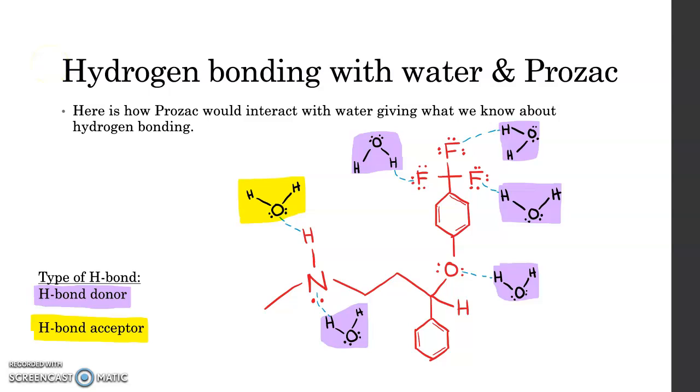So why did I talk about hydrogen bonding? I talked about hydrogen bonding to see the way that water would react with Prozac and to see if there would be any hydrogen bonding between the two. And as we can see, there is hydrogen bonding with Prozac since it does have fluorine, oxygen, and nitrogen. There are mostly H bond donors, but there is one H bond acceptor in the Prozac atom.